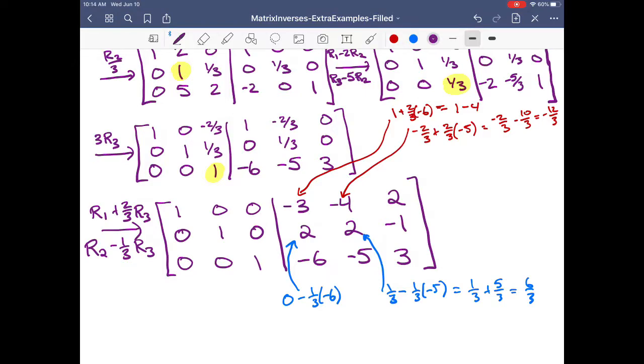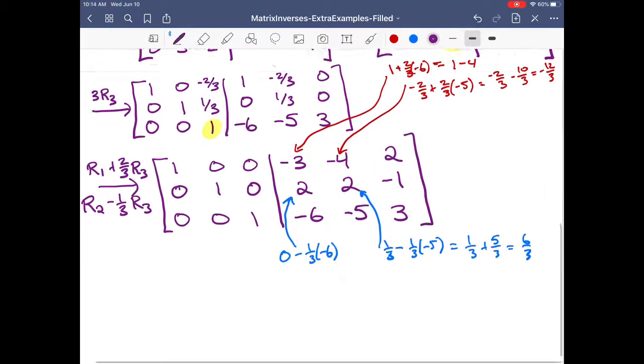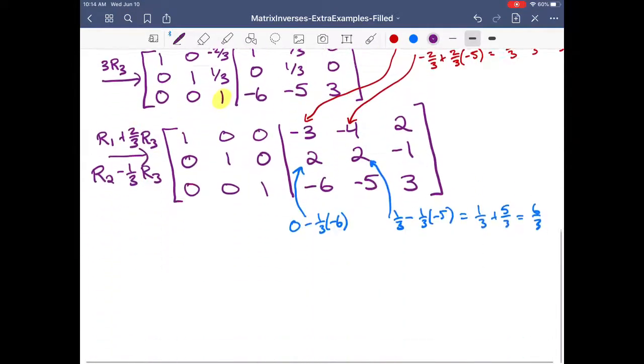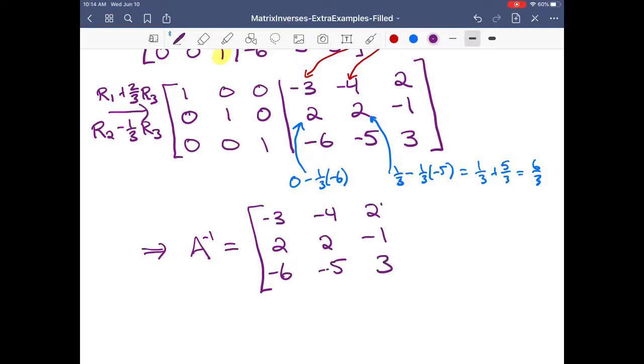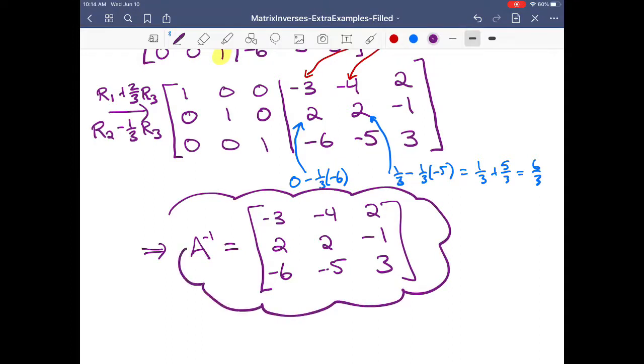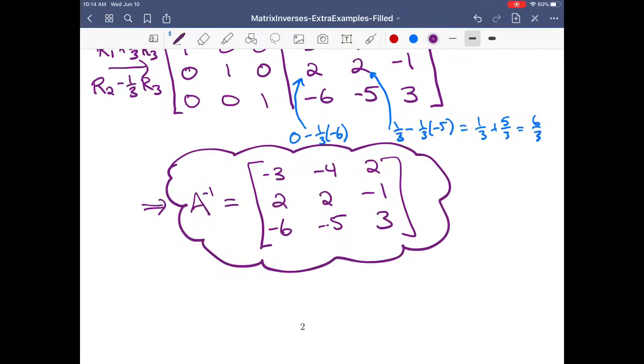Okay, so I have the identity on the left. So the thing on the right is the inverse. This was called A. So that means that our A inverse is going to be negative 3, negative 4, 2, 2, 2, negative 1, negative 6, negative 5, 3. So that's our inverse.